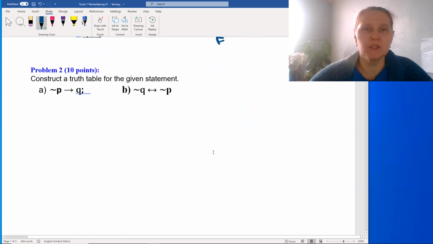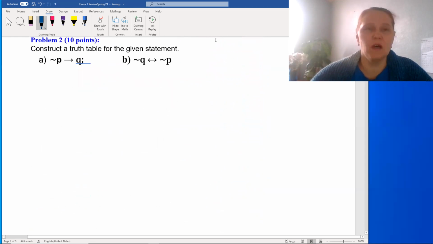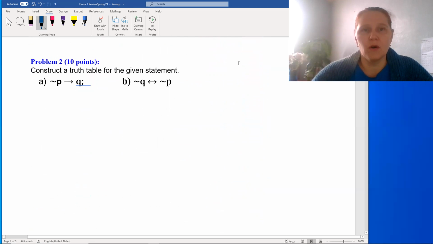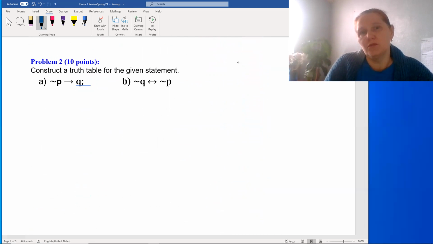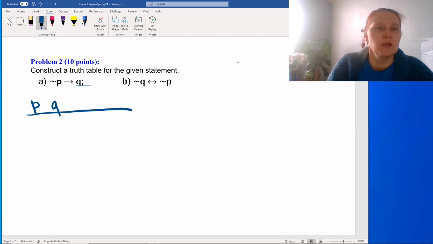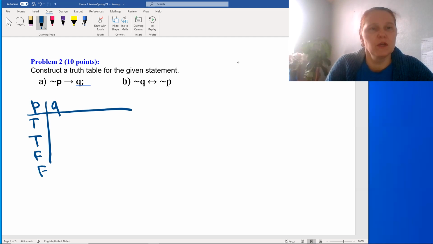The second problem, construct a truth table. Here you will have only one truth table. So I give you two variants just to show that it can be either conditional or biconditional. So let us do the truth table for the conditional first. So we have a column for P, the column for Q. They are already there. T, T, F, F. And for Q, T, F, T, F.